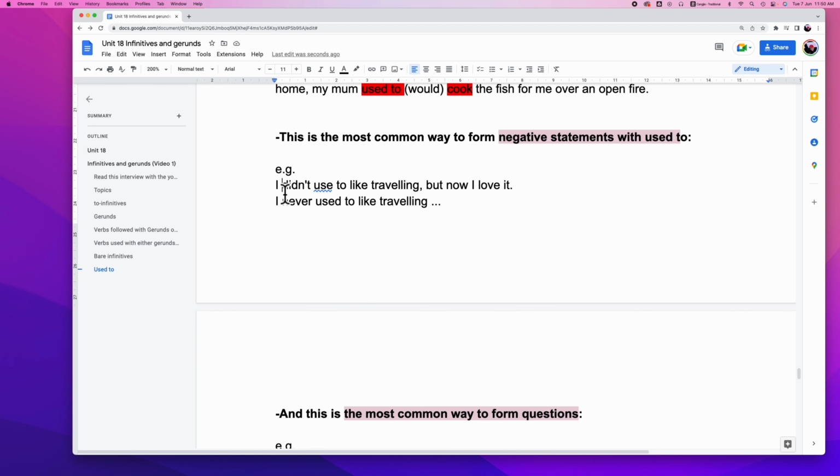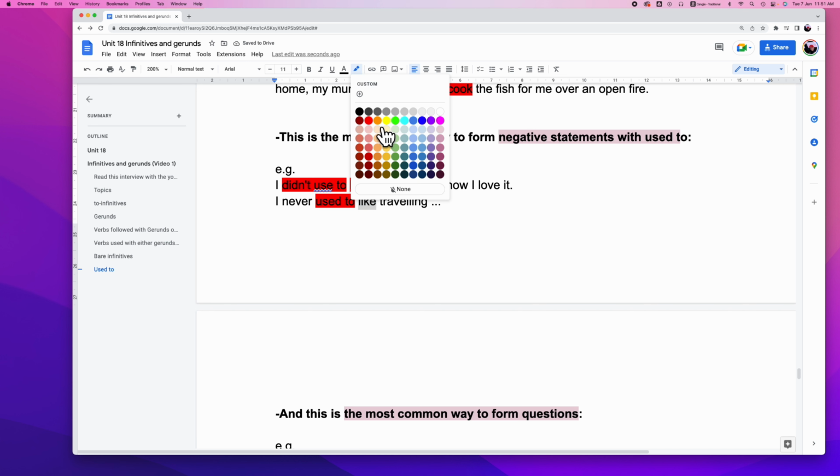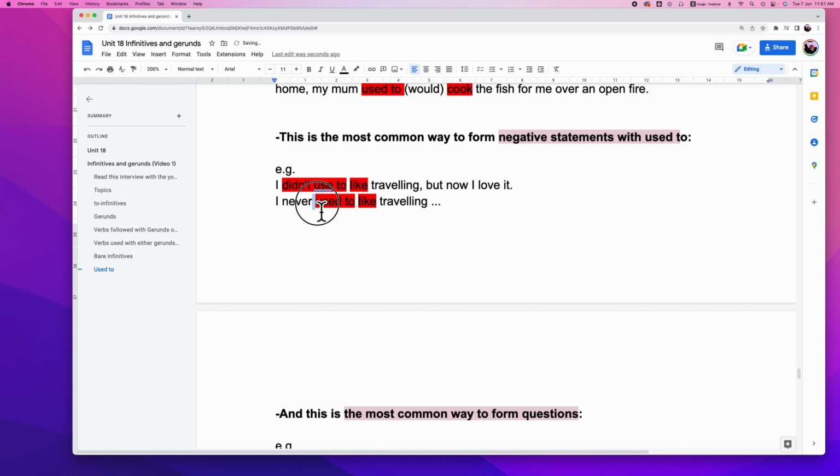Then how to form a negative statement using used to? Let's take a look. I didn't used to like traveling, but now I love the past routine word. Okay, so here is a color red, and this bar is also a color red. I never used to like traveling. So used is a modal verb. And liked. So used to is a modal verb and like is another part of the verb.